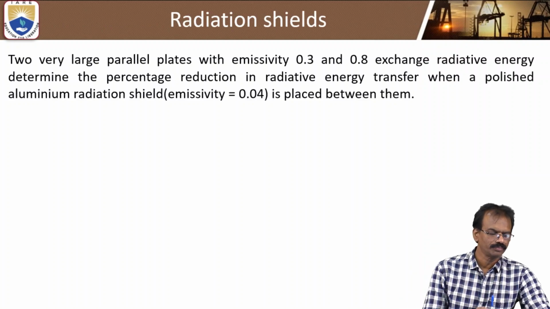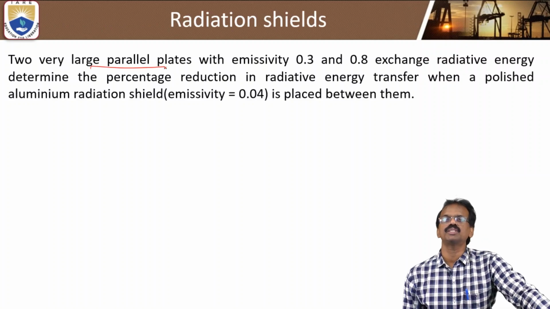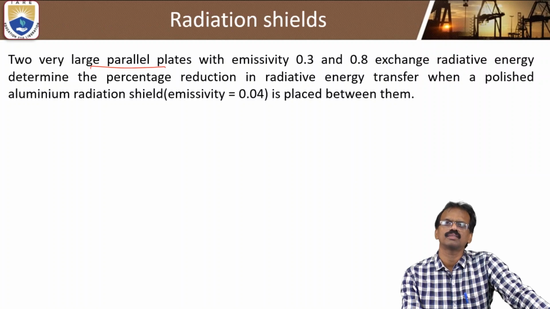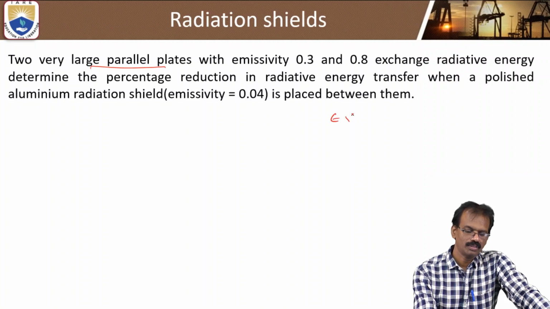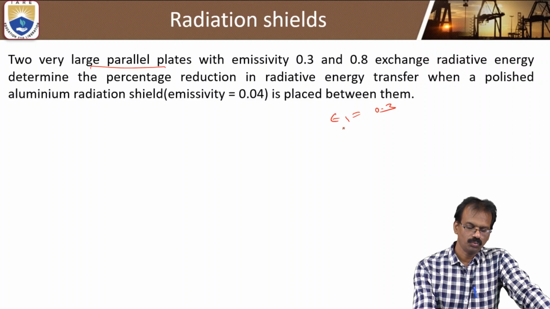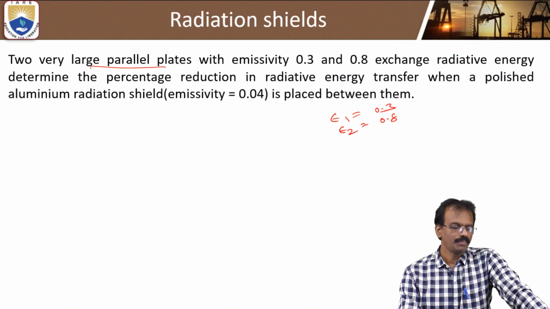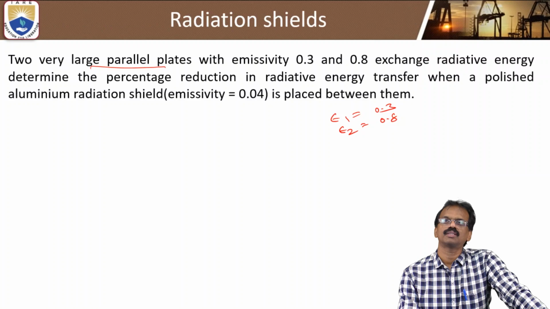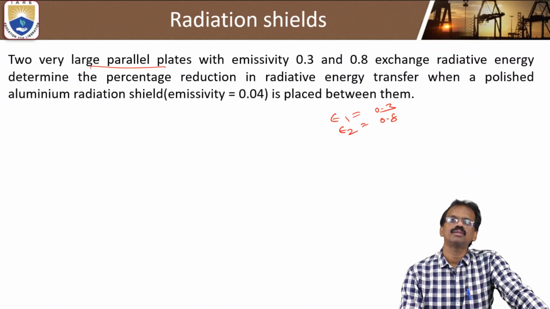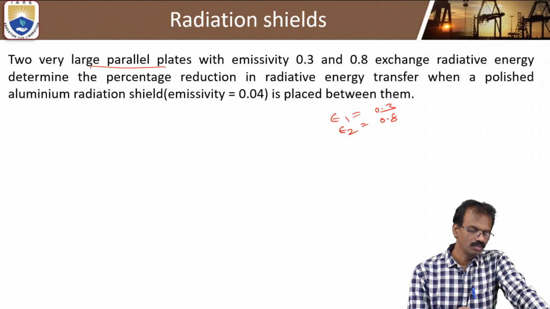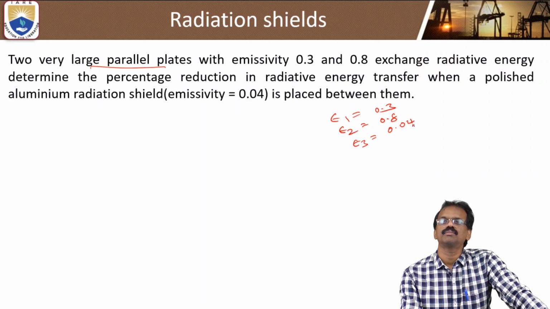The first numerical: two very large parallel plates. Very large means we can consider both areas to be the same, so A1 is equal to A2. Emissivity is also given: epsilon 1 is equal to 0.3, epsilon 2 is equal to 0.8. Determine the percentage reduction in radiative energy transfer when a polished aluminum radiation shield, with emissivity epsilon 3 equal to 0.04, is placed between them.